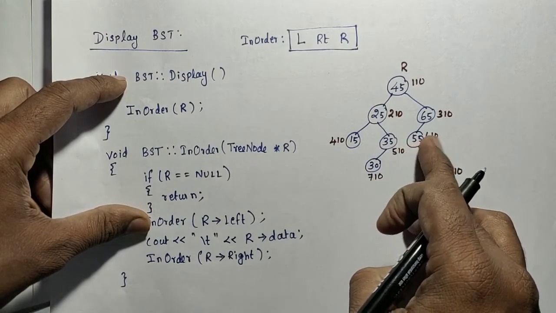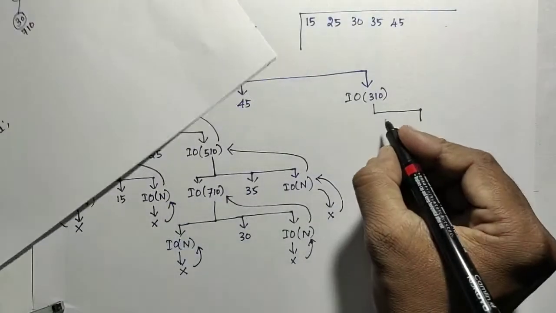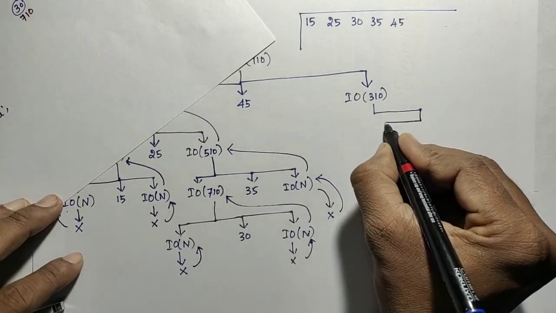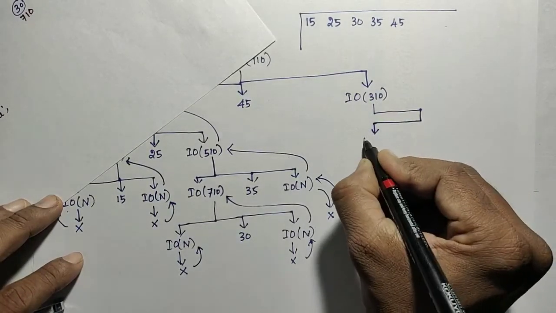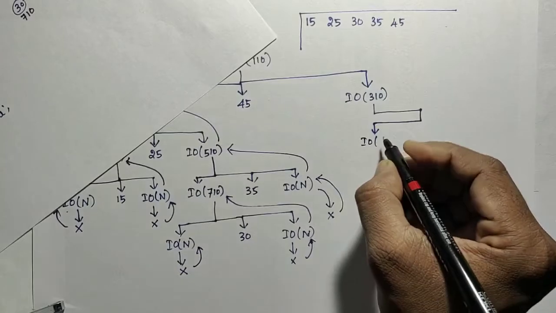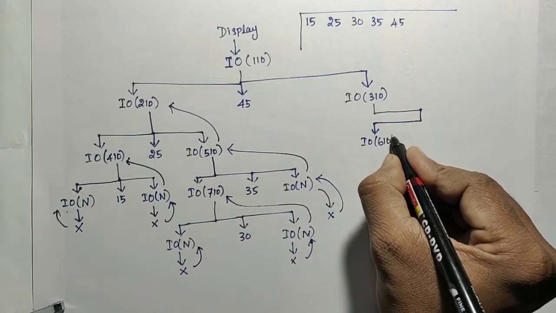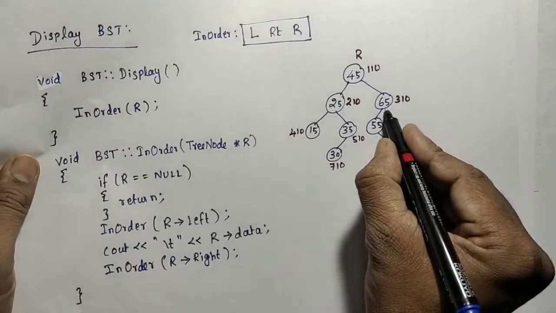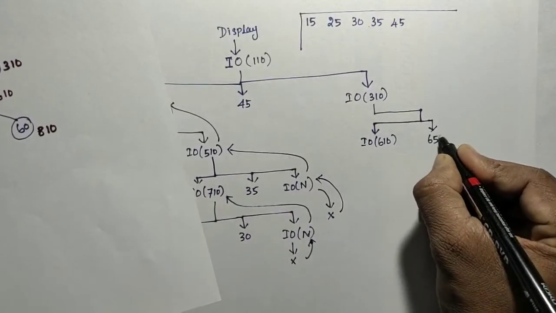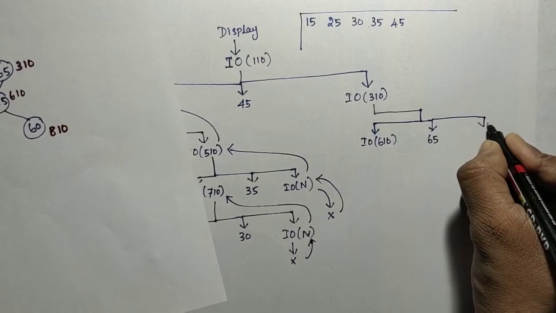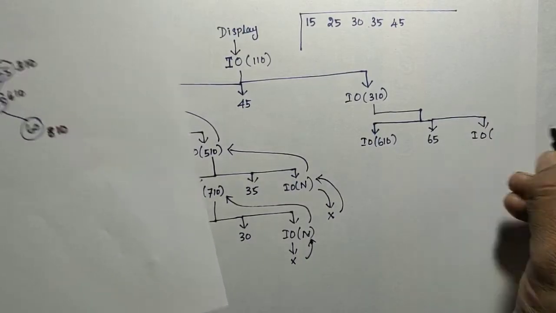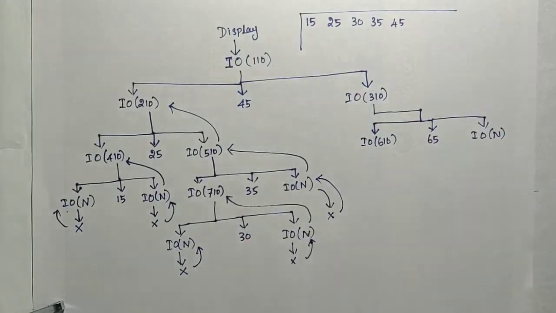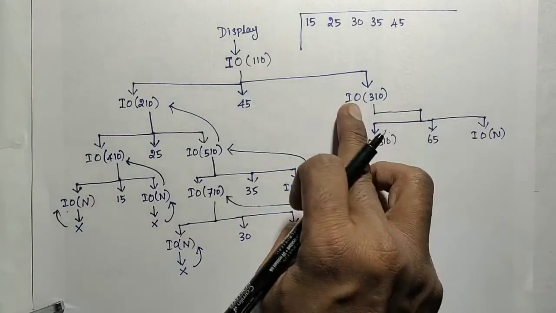310: left is 610, right is null. So IO of the left is 610, and then print the data. Print the data means 65. And then IO of right. The right of the 310 is null. Okay, so this is the expansion of this call.